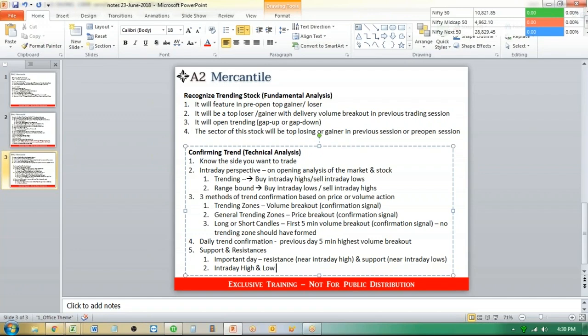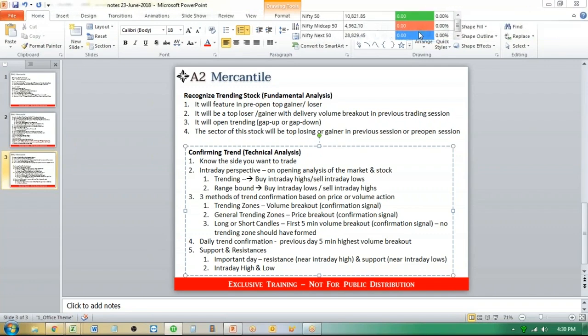Yes, sir. Something or the other will keep happening like this. Sir, volume in trending zone: the volume breakout can be either a green candle or a red candle. That doesn't matter. Even for an uptrend, say you want to buy, the volume candle can be red. There's no problem.